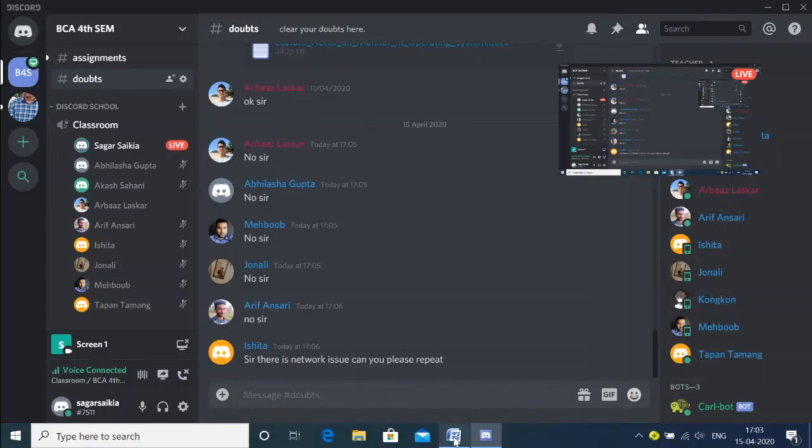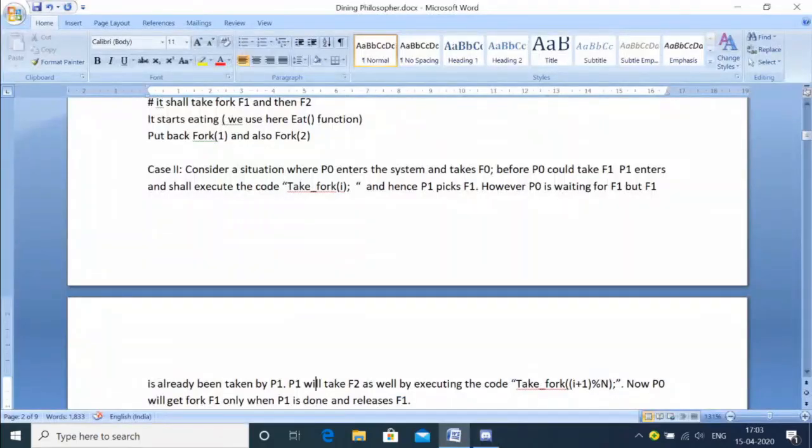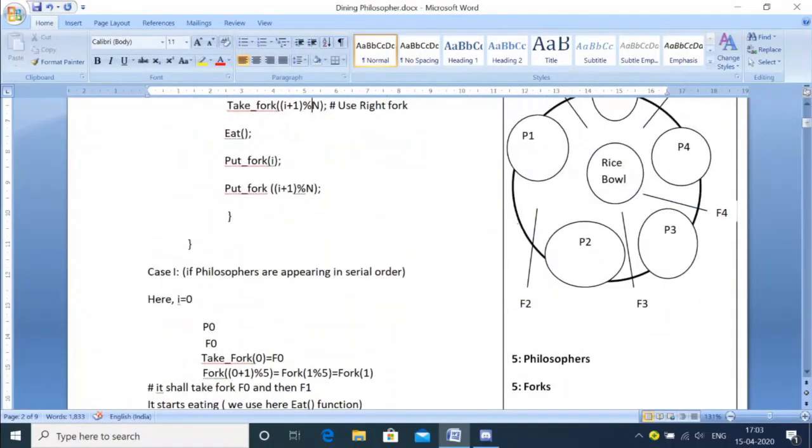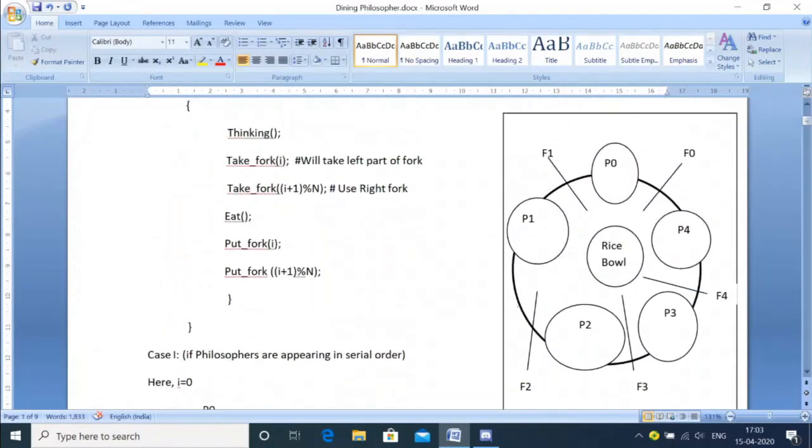For the ones who had some issues with the network, I can just say that this is a serial arrangement of processes. Here, the philosophers are the processes. The main aim is that the philosophers should be able to consume the rice bowl, which is present at the center of the dining hall. This is the seating arrangement of the philosophers. Each philosopher, for having the rice, has to take two forks or spoons.